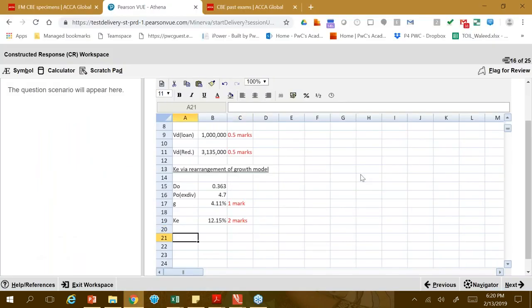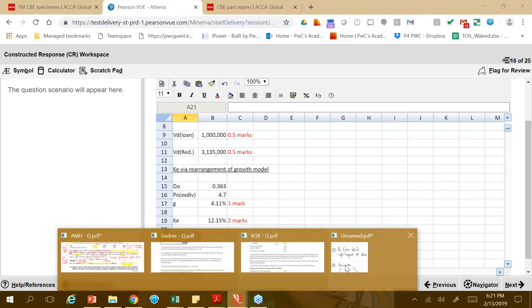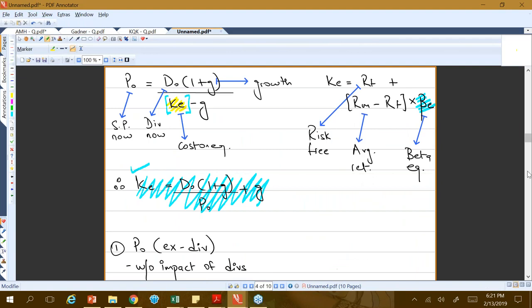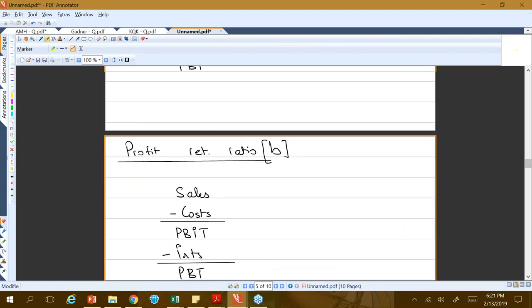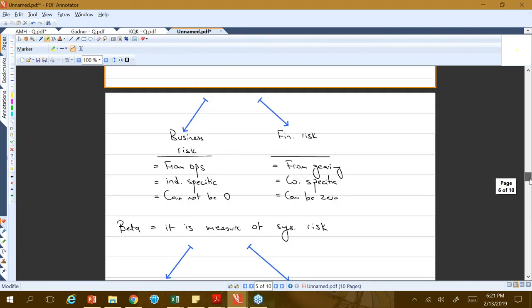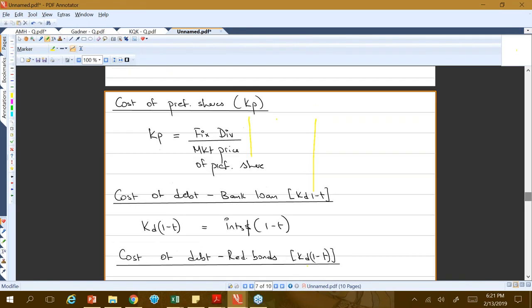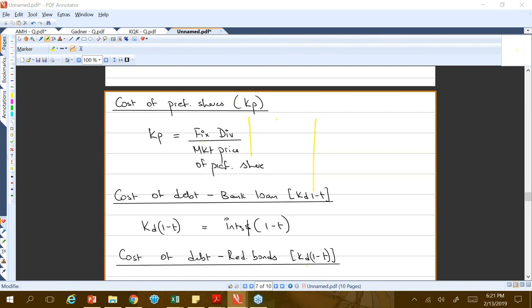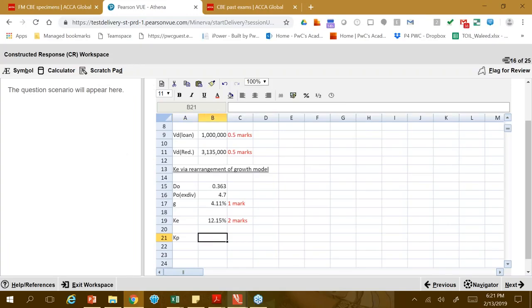Next thing, we need to work out the other costs. The other costs are the KP, the KD of the bank loan, and the KD of redeemable debt. So again, I want to move back to this here and look at ways in which we are going to compute the cost of preference shares and the cost of the bank loans. So the cost of preference shares is simple: fixed dividend over the market price of preference shares. Let's get that out of the way. So KP is fixed dividend over the market price of preferred shares.